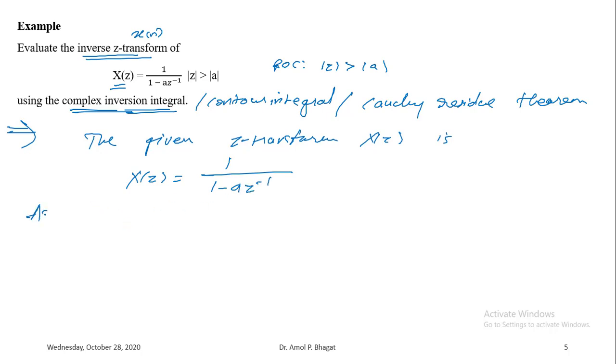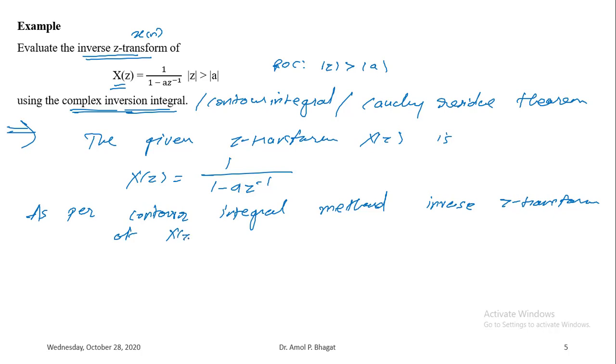So as per the complex inversion integral or contour integral method, the inverse z transform of x of z is simply represented as x of n is equal to 1 upon 2 pi j, contour integral of x of z into z to the power n minus 1 dz. So this is the formula.